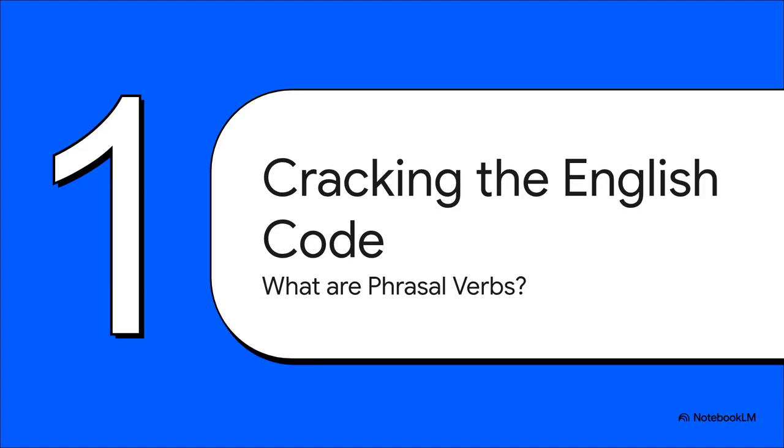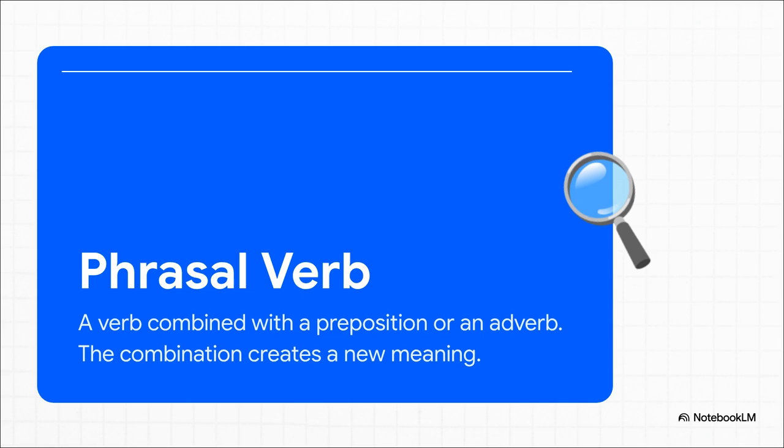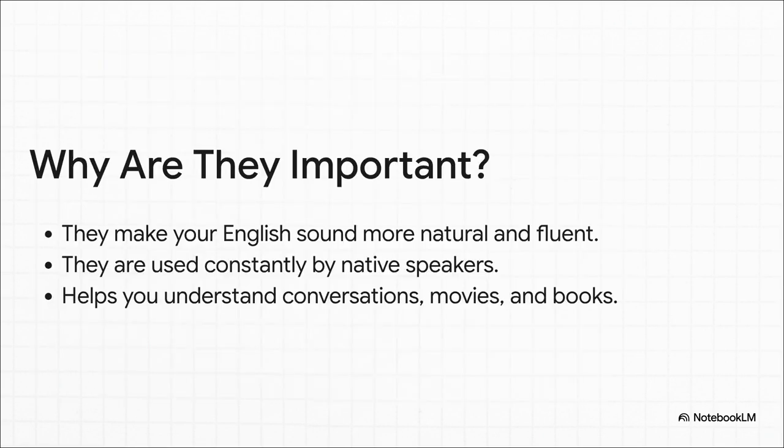Section 1, Cracking the English Code. So, first things first, what are phrasal verbs really? At its heart, it's actually a pretty simple formula. You take a basic verb, you add a small word called a particle, like on, up, or away, and boom, you get a completely new meaning. It's kind of like linguistic alchemy. The verb and the particle mean one thing on their own, but when you put them together, they transform into something totally different. So why even bother with this?